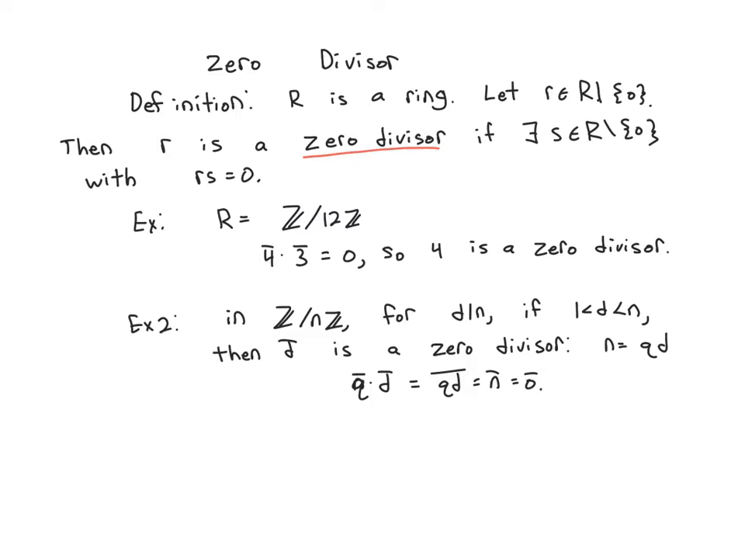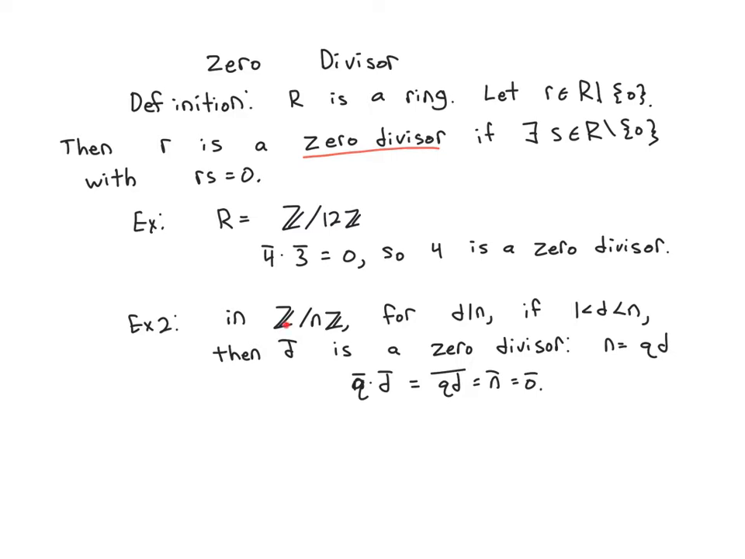Obviously this looks very weird at first, because in the rings we're used to working with from other math courses, there are no zero divisors. So let's look at an example where there is one. Let's look at Z mod 12Z. If you multiply 4 times 3, you get 12, but 12 mod 12 is 0. So 4 is a zero divisor, because you multiplied two non-zero things together and got 0.